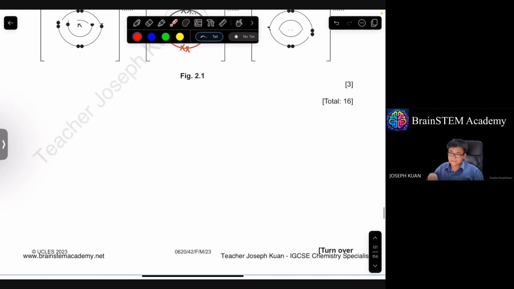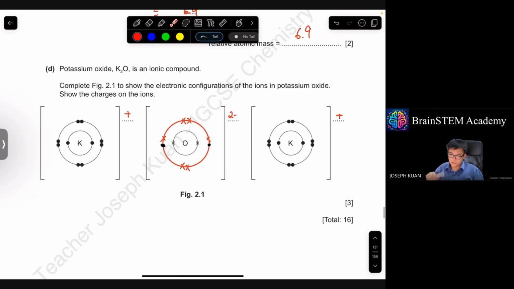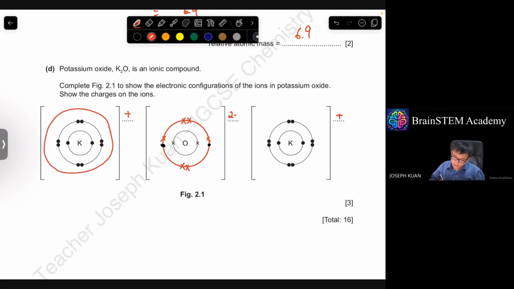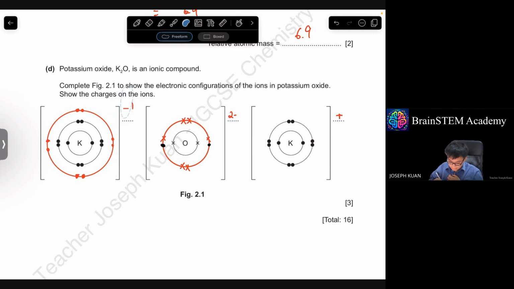Okay, next question. Pause. I overlooked one thing, which is that potassium is a period 4 element. Period 4 element, which means that after giving out 1 electron, it would have 3 shells filled with electrons left. So we need to draw the outer shell electrons for potassium.